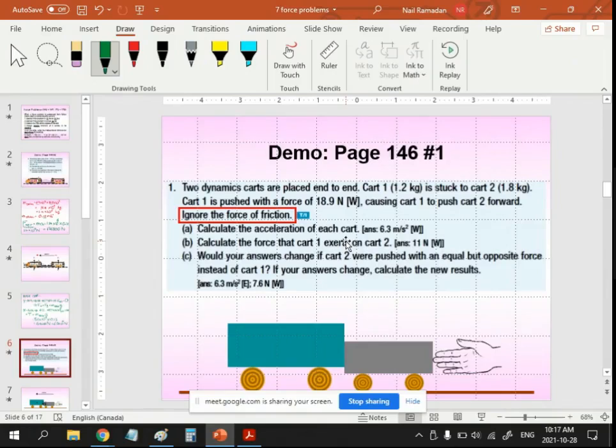How many people say 3? Well, if you count the hand, you have 3. But really, which ones are the important ones? Cart 1 and cart 2. Okay, let's do the FBD.